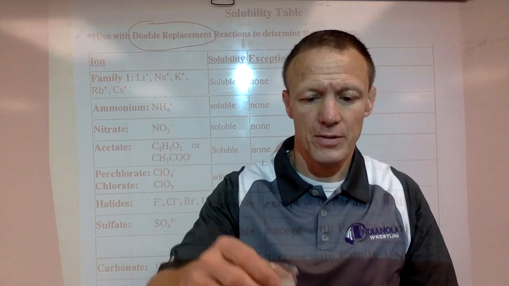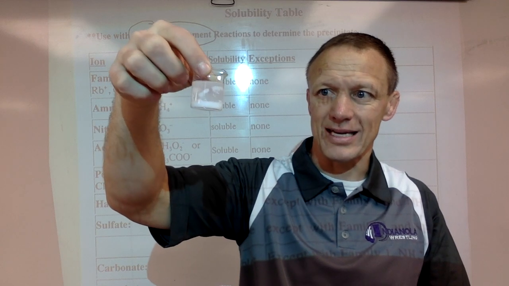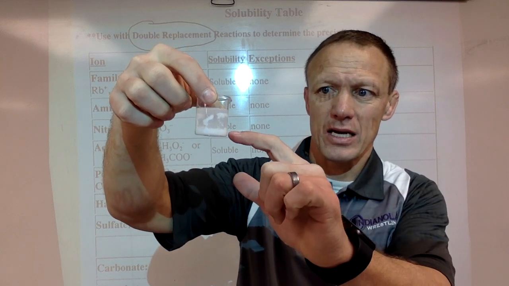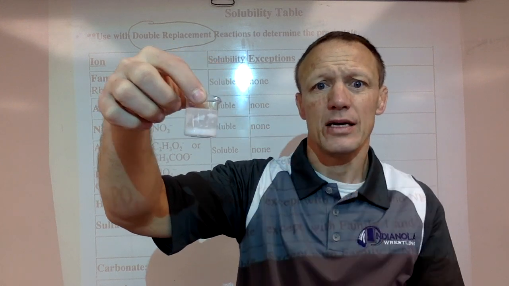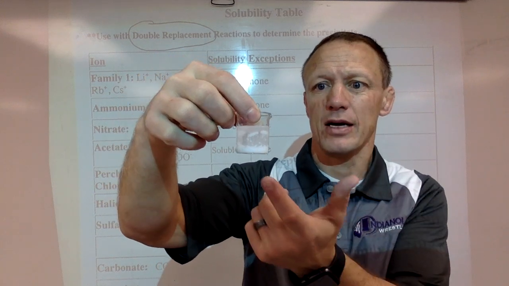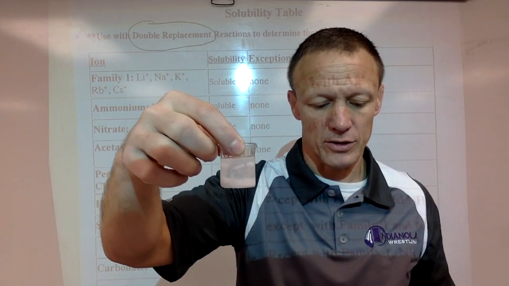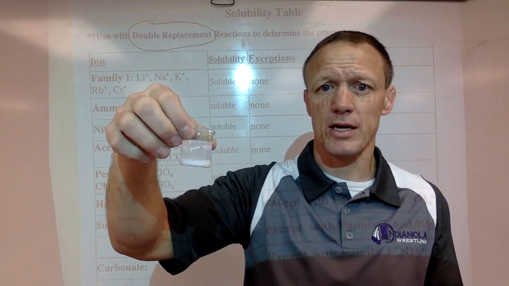Now in this is some silver chloride. Okay, that's an insoluble substance. It's sitting at the bottom of this. Some of it's suspended in the solution, but it is slowly settling to the bottom. It's insoluble. If I stir it up, it will just settle back down to the bottom. It's an insoluble compound.